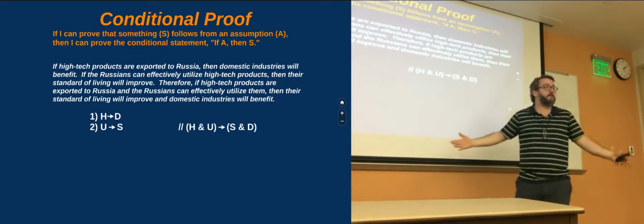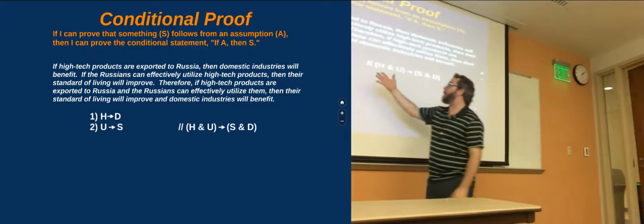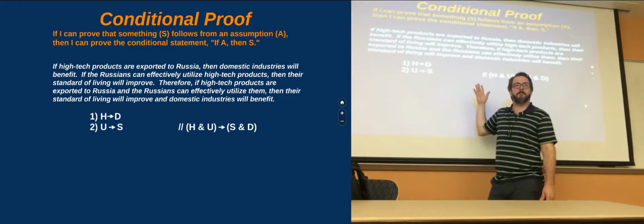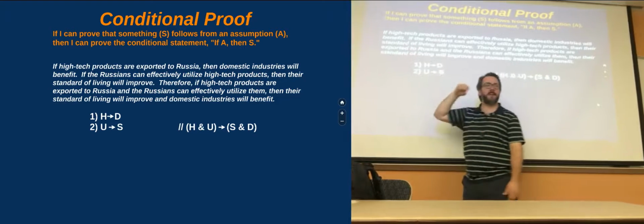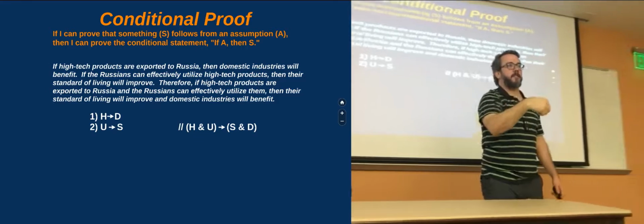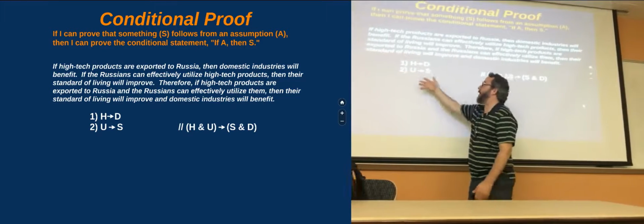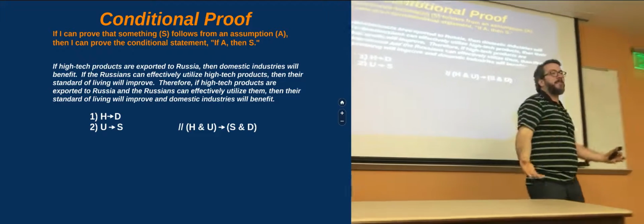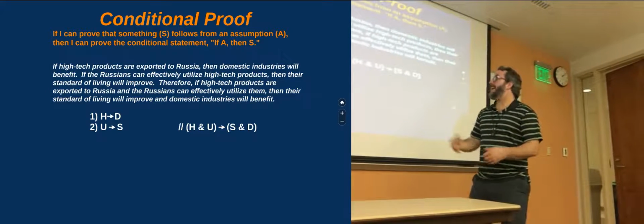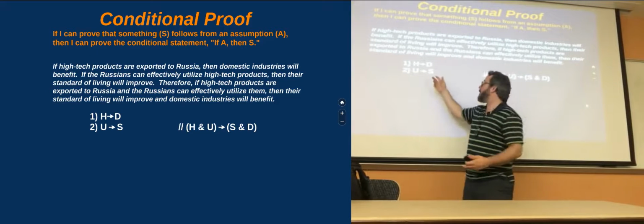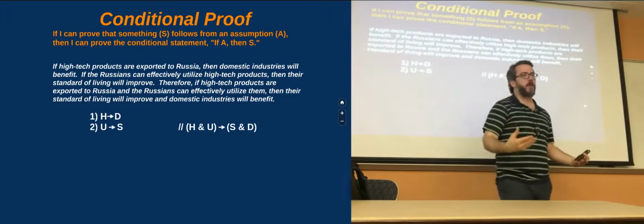Can I use any of them? Can I do a modus ponens? I have conditional statements. In order to do a modus ponens with these conditional statements, I need the antecedent as well, right? I have if H then D. In order to do modus ponens, I'd also need H. But I don't have H, so I can't do modus ponens yet. Can I do a modus tollens on any of these conditional statements? No, because I don't have a denial of the consequent.